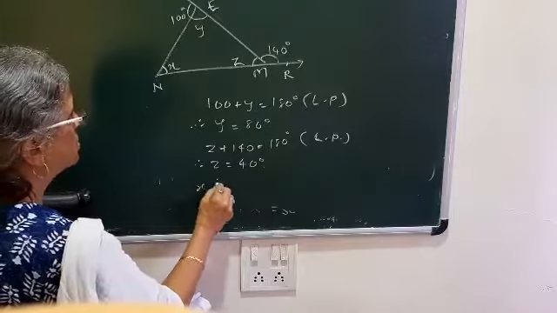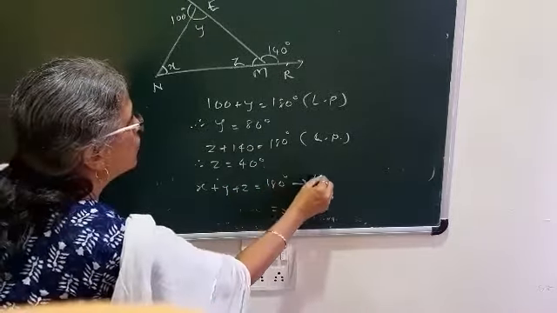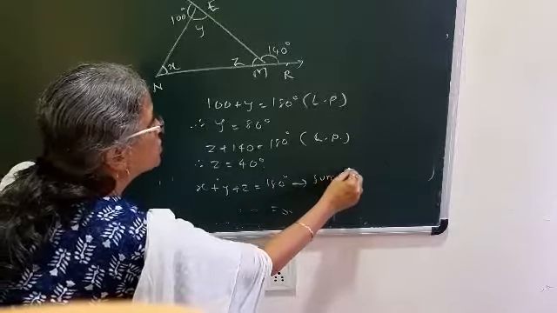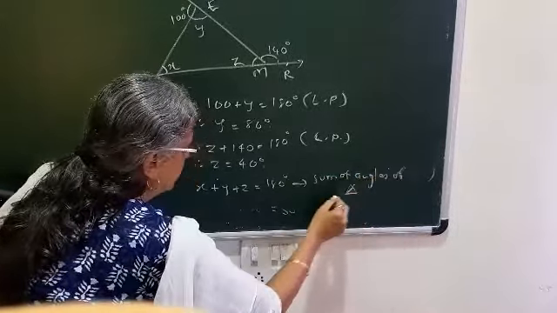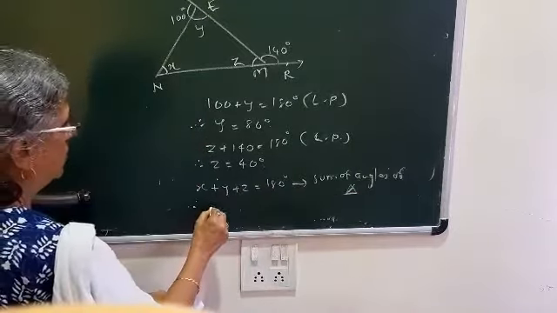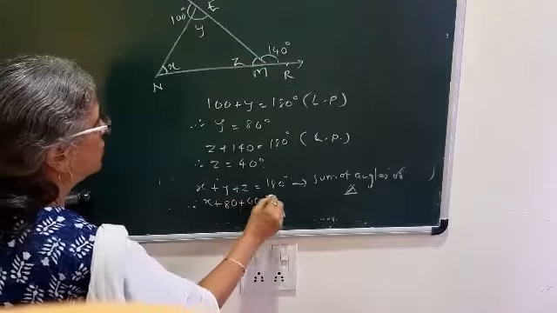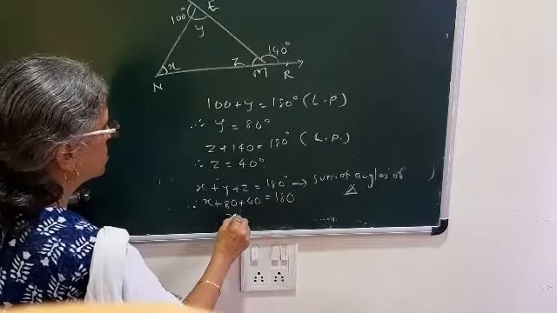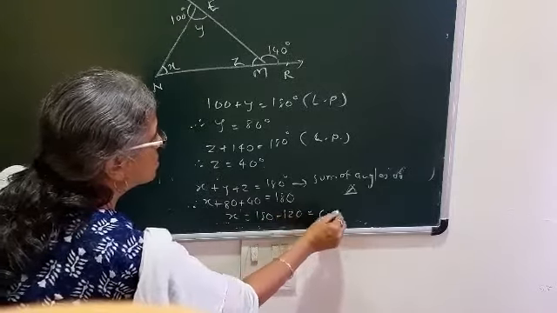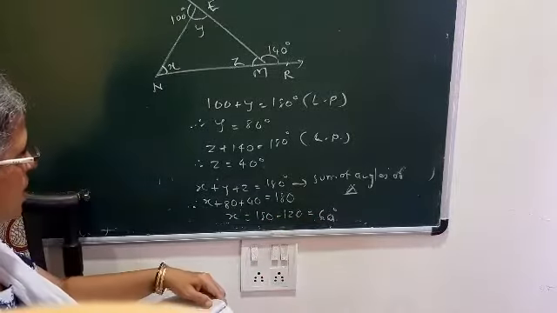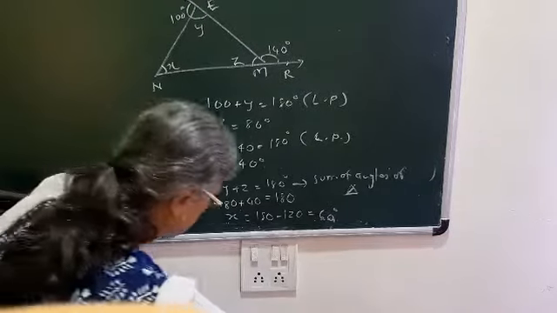And X plus Y plus Z is equal to 180 degrees, sum of angles of a triangle. Therefore Y is 80, Z is 40, here it is X, 180. So X is equal to 180 minus 120, that is 60 degrees. So these are the measures 80, 40 and 60 degrees. Now sum number 6.